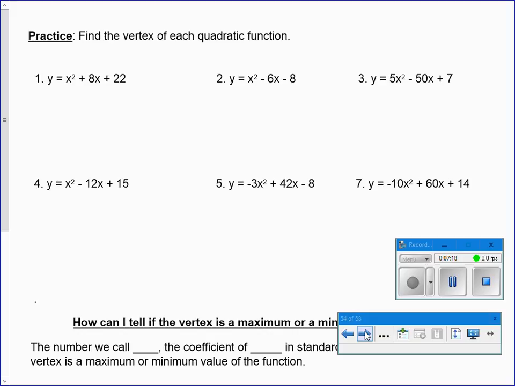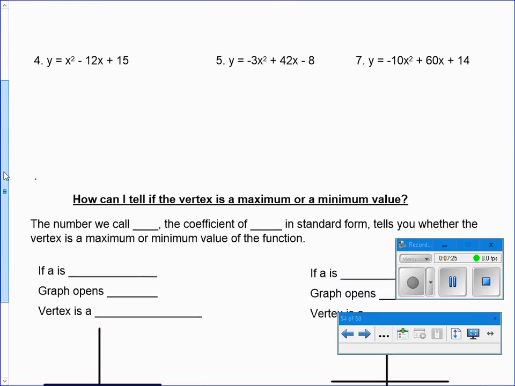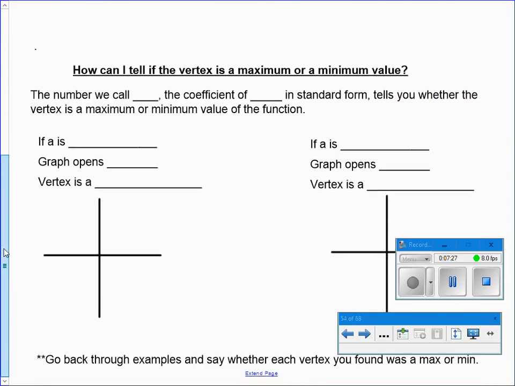Here are some practice problems. There are 6 problems for you to practice on your own and get the hang of finding the vertex. The other thing we need to talk about is once we find it, we know that the vertex is the maximum or minimum value. How do we know which one it is?